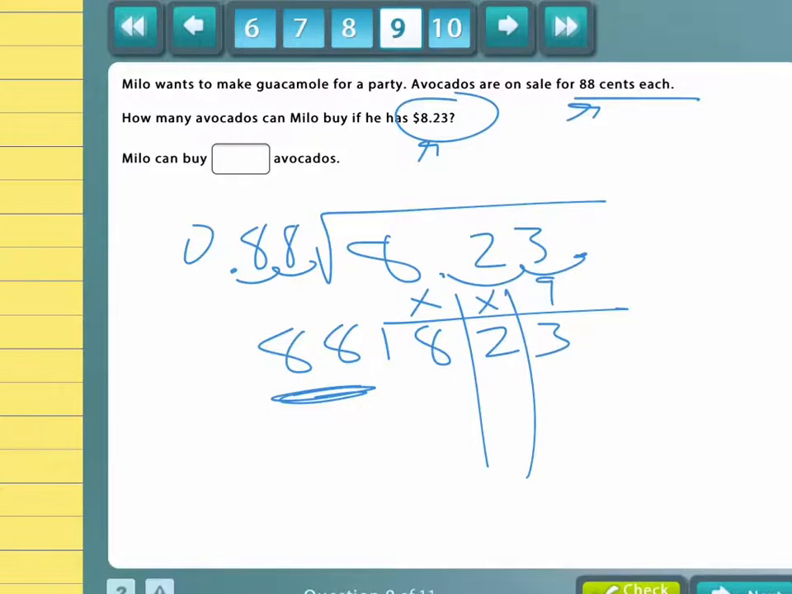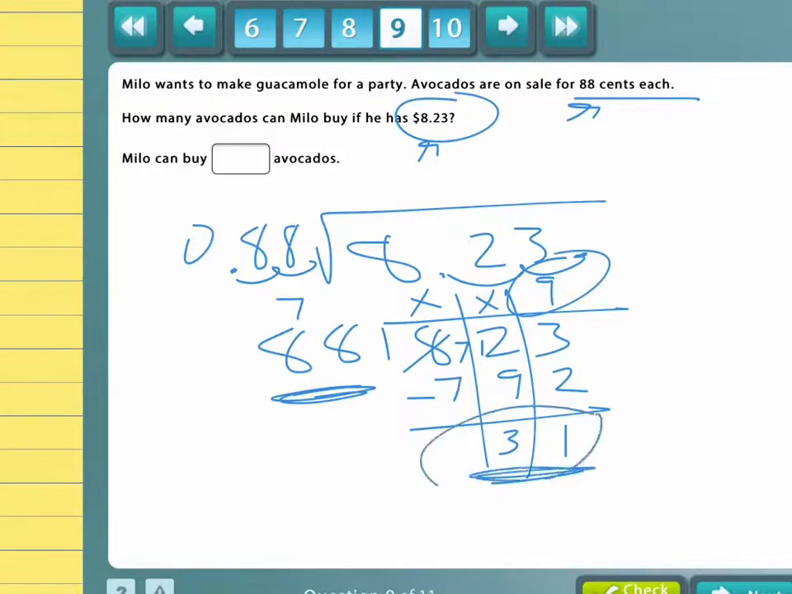I multiply to find out if it's an overestimate or underestimate. And when I do that, I get 9 times 88 is 792. I have a remainder of 31. So he can only buy 9 avocados. You have to ignore the remainder because you do not have enough money left over to buy an additional avocado because they're 88 cents each.